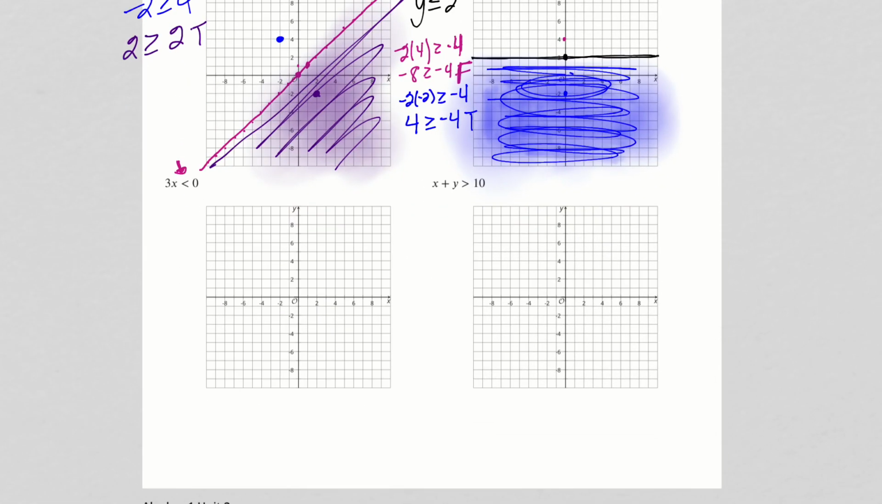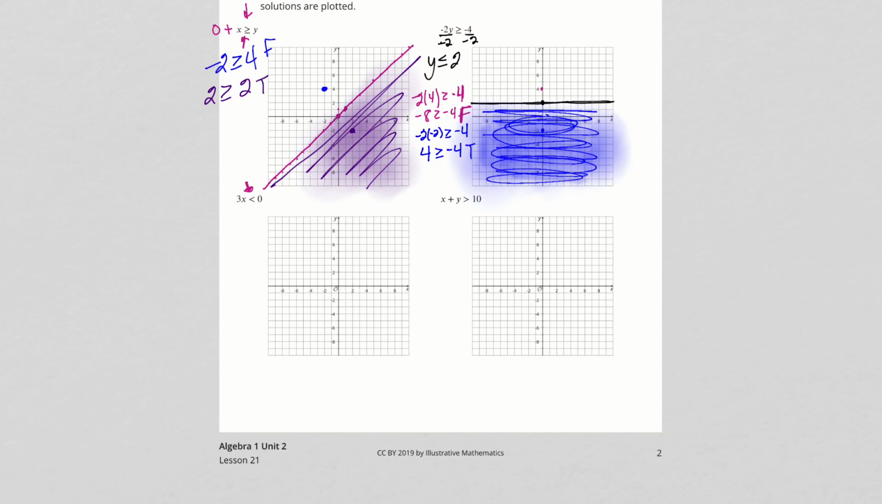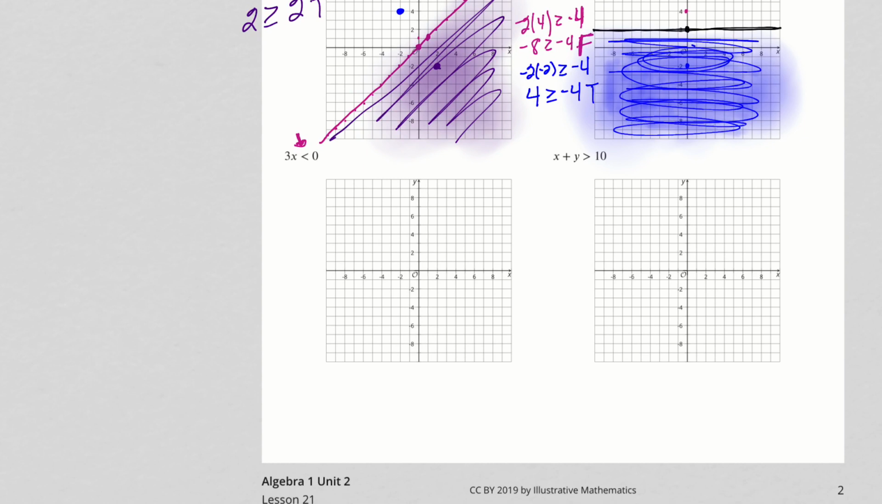All right, let's do this one. We have 3x is less than. Oh, and I forgot to address that I did a solid line for this inequality right here. So we have 3x is less than 0. So I'm going to divide by 3 on both sides to get my x by itself. And my sign stays the same direction because I didn't divide by a negative. I just divided. So x is greater than 0.